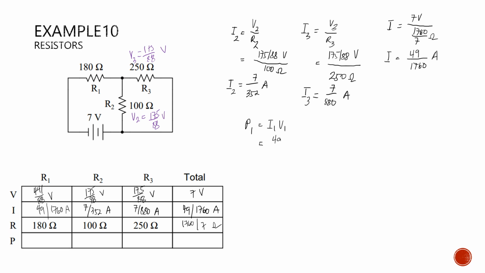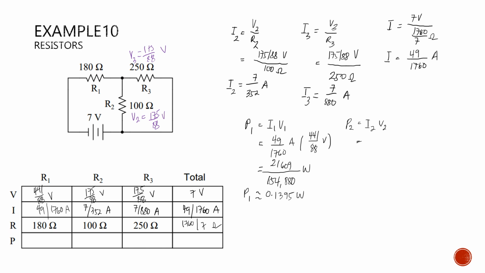Okay, so 49 over 1760, that's in amperes, multiplied by 441 over 88 in volts. So the power unit is watts. So it's 21609 over 154880 watts, or approximated to 4 decimal places, that's 0.1395 watts.